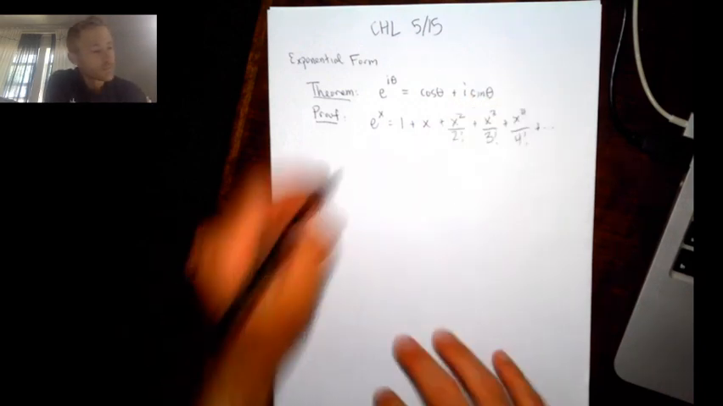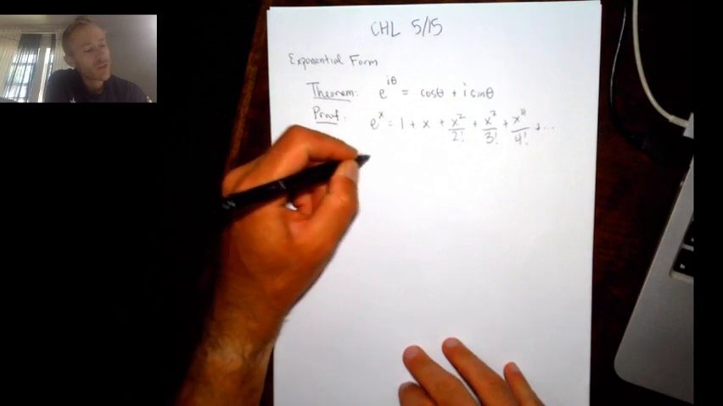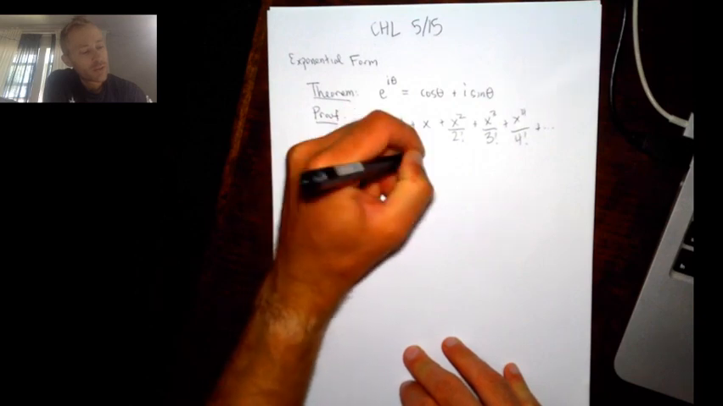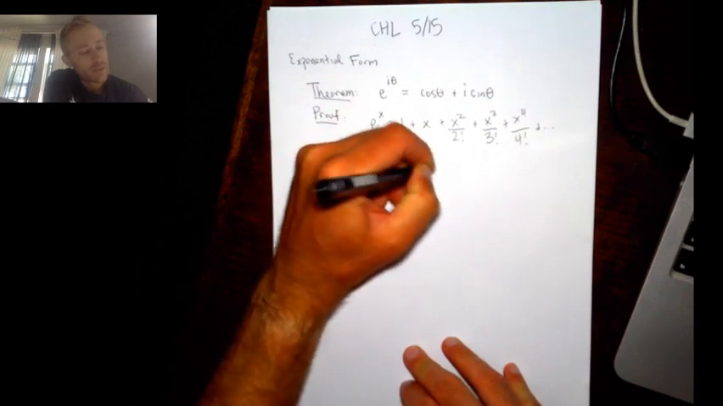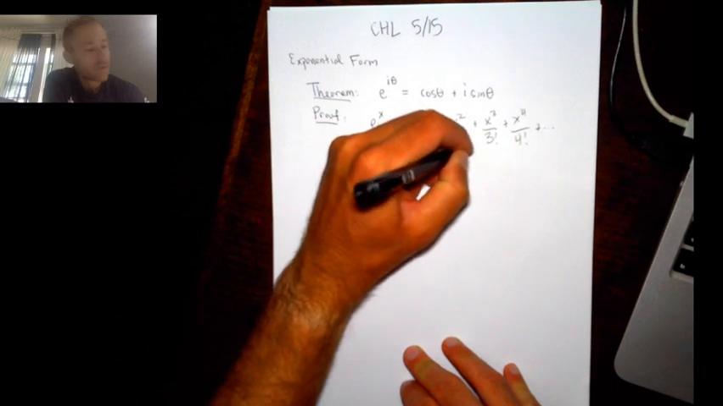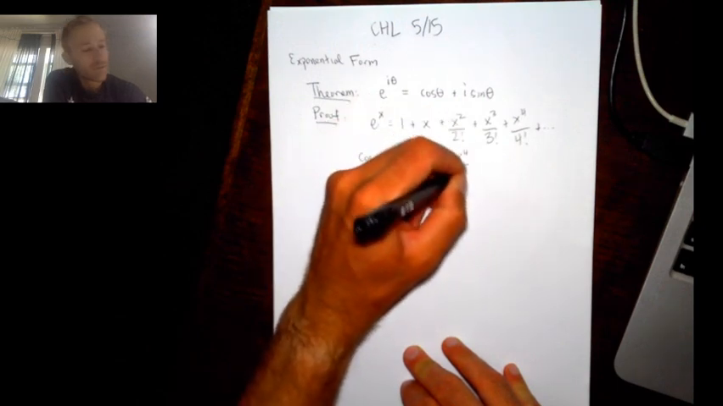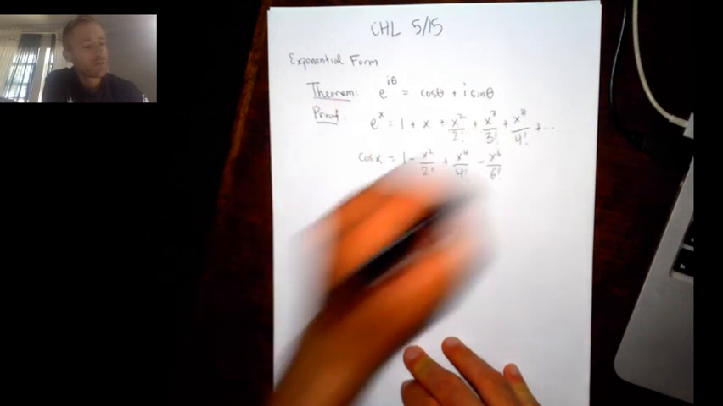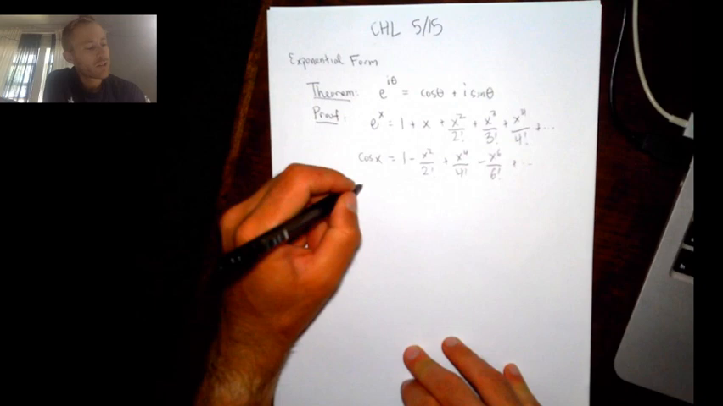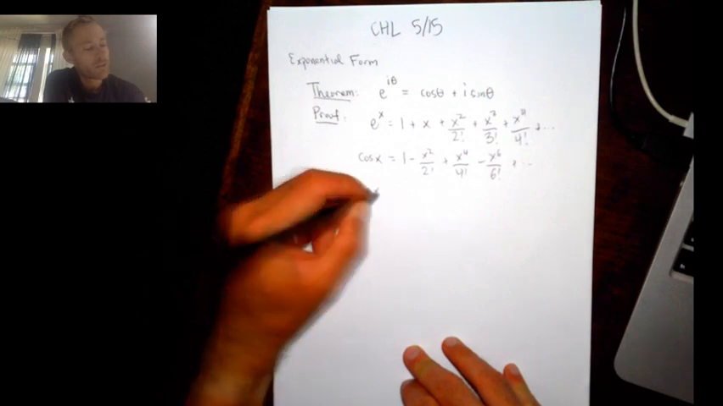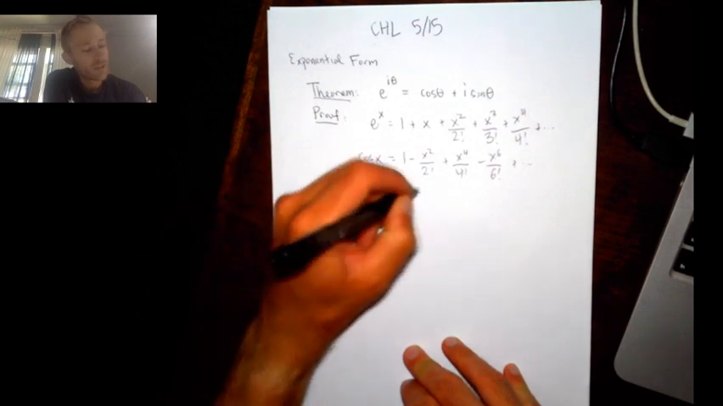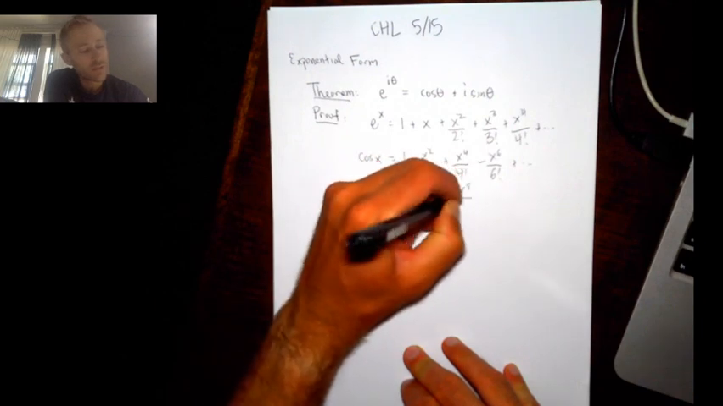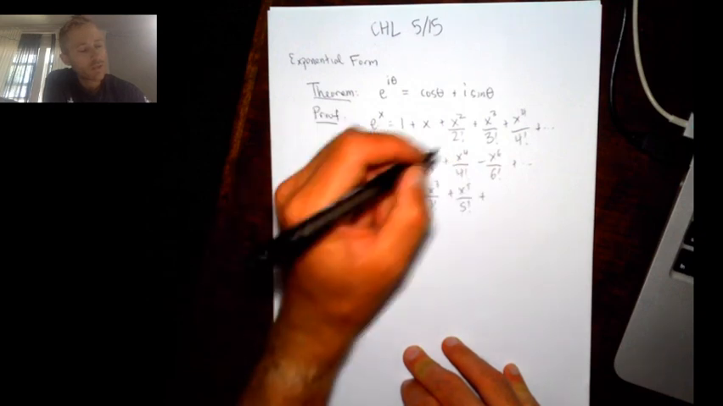And then cosine of x is 1 minus x squared over 2 factorial plus x to the 4th over 4 factorial minus x to the 6th over 6 factorial plus dot dot dot. And sine of theta, or sine of x, is x minus x cubed over 3 factorial plus x to the 5th over 5 factorial, etc.